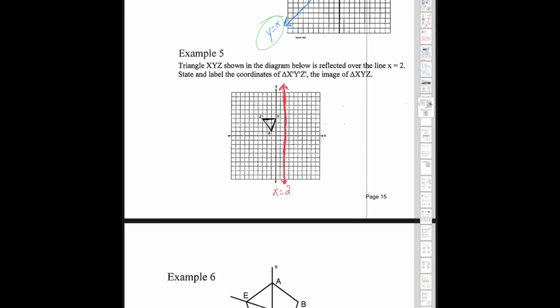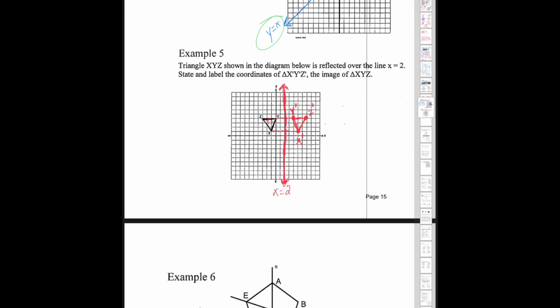For number 5, we are reflecting the triangle XYZ across the line x equals 2. So there's my line x equals 2 drawn here. It's a vertical line through the x value 2. So to reflect, we count. There is my y prime. 1, 2, 3, 4, 5. 1, 2, 3, 4, 5. There is my z prime. And then if I count with x, there is my x prime. So that's how I would reflect my triangle. Now all you have to do is write out the points on the side of that new triangle.